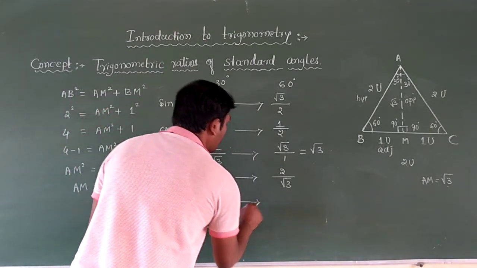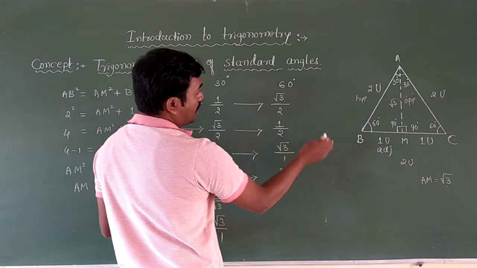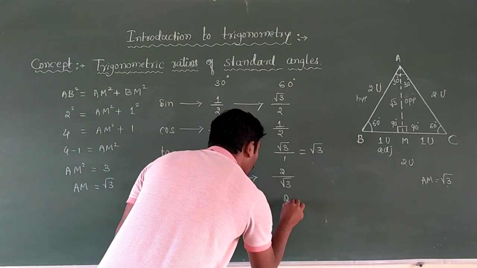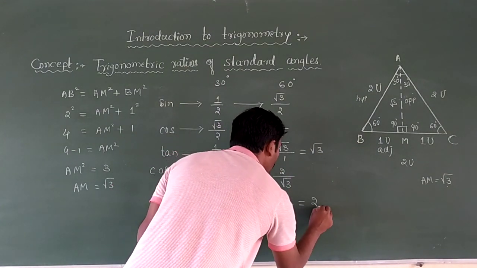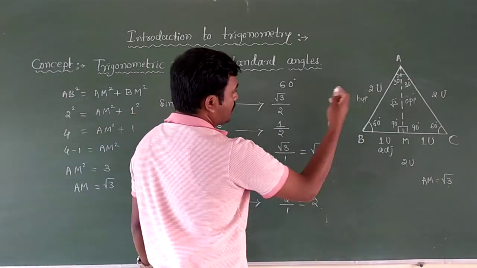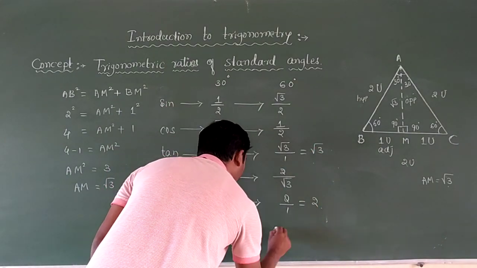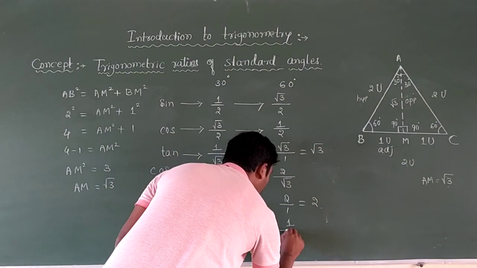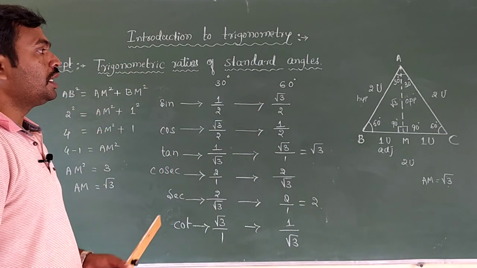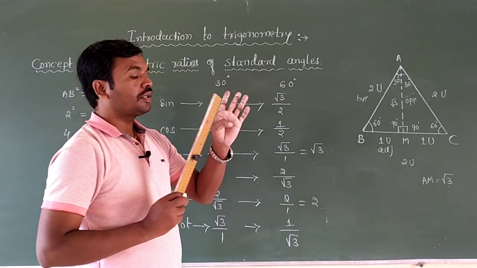Next, sec 60 degree. Sec 60 degree is what? Sec is the reciprocal of cos, that is hypotenuse divided by adjacent, 2 by 1. 2 by 1 is what? 2. Next, cot. Cot is the reciprocal of tan, so that is adjacent by opposite, 1 by root 3. So cot 60 is 1 by root 3. In this way we can find the 30 degree and 60 degree values. Already we got the 45 degree.